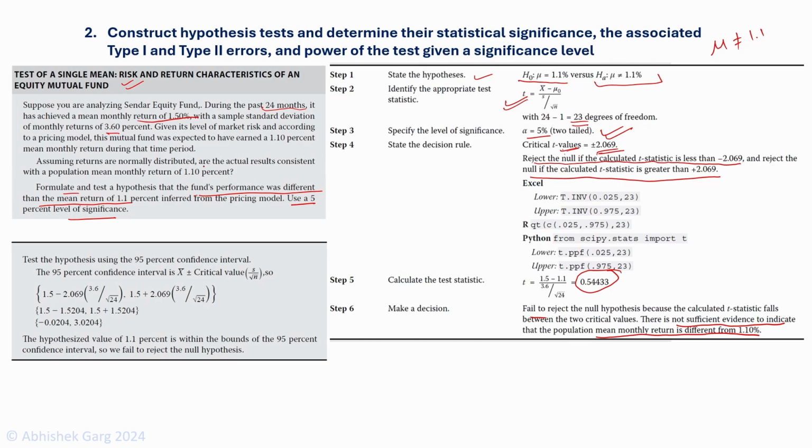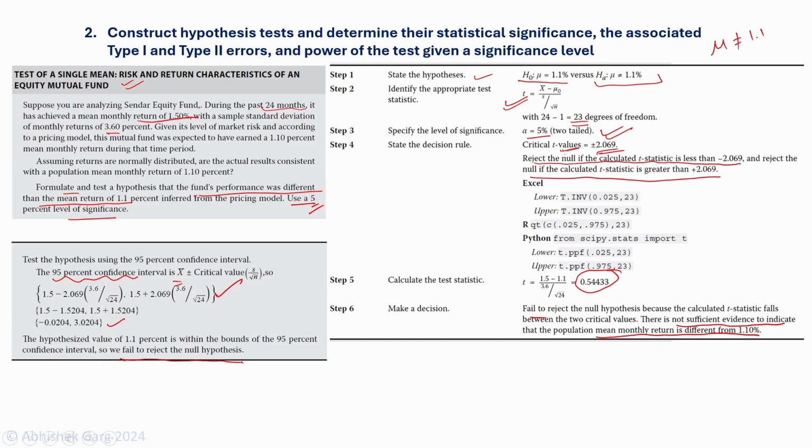The confidence interval is calculated as this. Suppose we are calculating a 95% confidence interval because we are concerned with a 5% level of significance. So your confidence interval is x bar plus minus critical value times s divided by square root of n. So this is your confidence interval. The hypothesized value of 1.1% is within the bounds of the 95% confidence interval, so we fail to reject the null hypothesis.